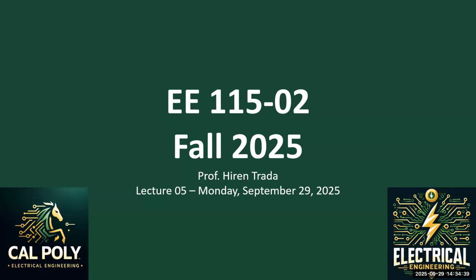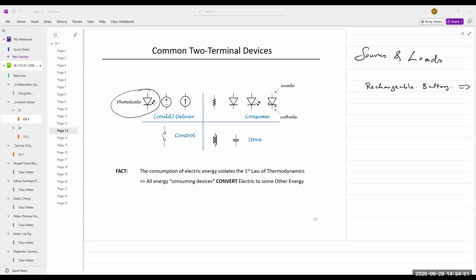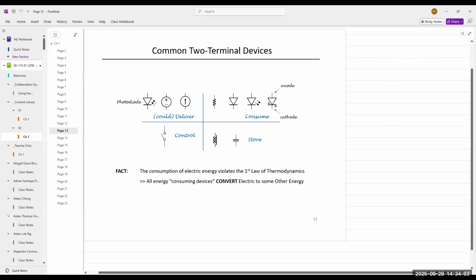All right, so let's bring up our, not that, this one. Okay, common two-terminal devices.